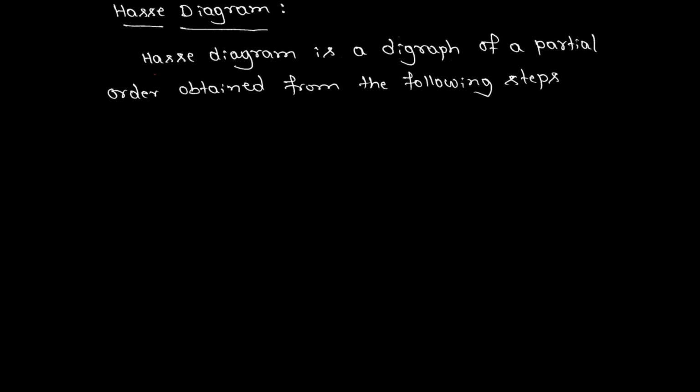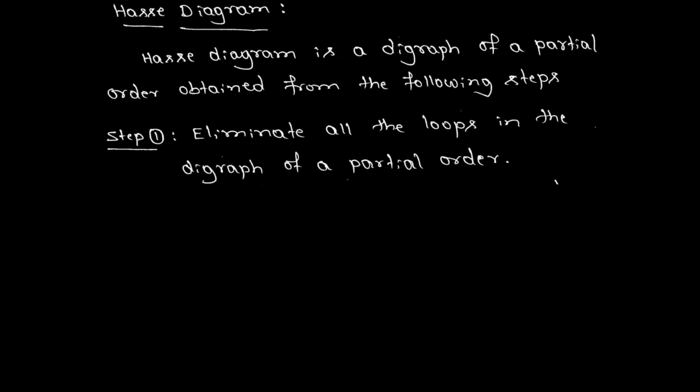Now next is the Hasse diagram. Let us see how to make a Hasse diagram. A Hasse diagram is a digraph of a partial order obtained from the following steps. First step is to eliminate all loops in the digraph of a partial order. So we need to delete all loops first. That is the first step.